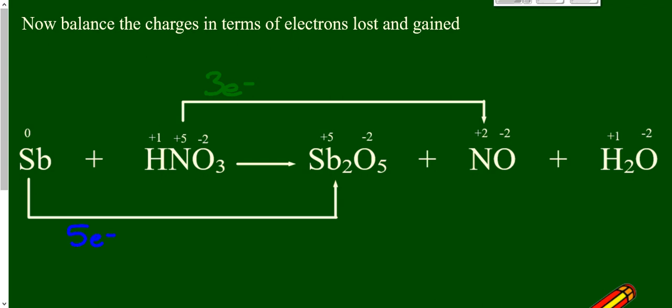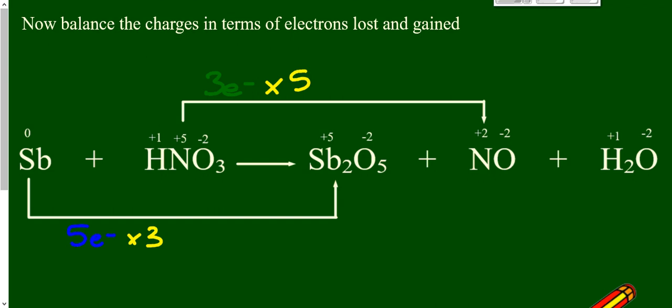We now need to make them equal. The multiplier that will make them equal to each other is we can make these both into 15s. I'm going to multiply this line by 5 and multiply this line by 3. That gives me 15 electrons in both cases.